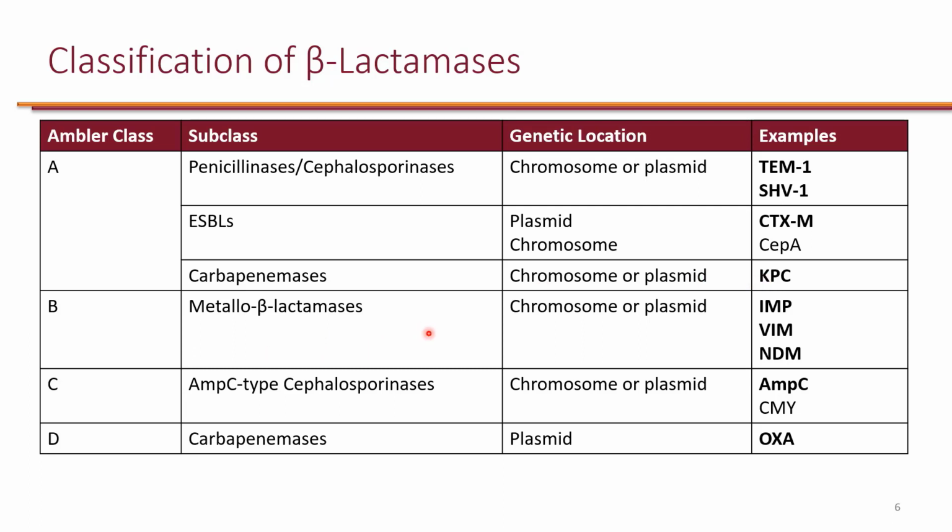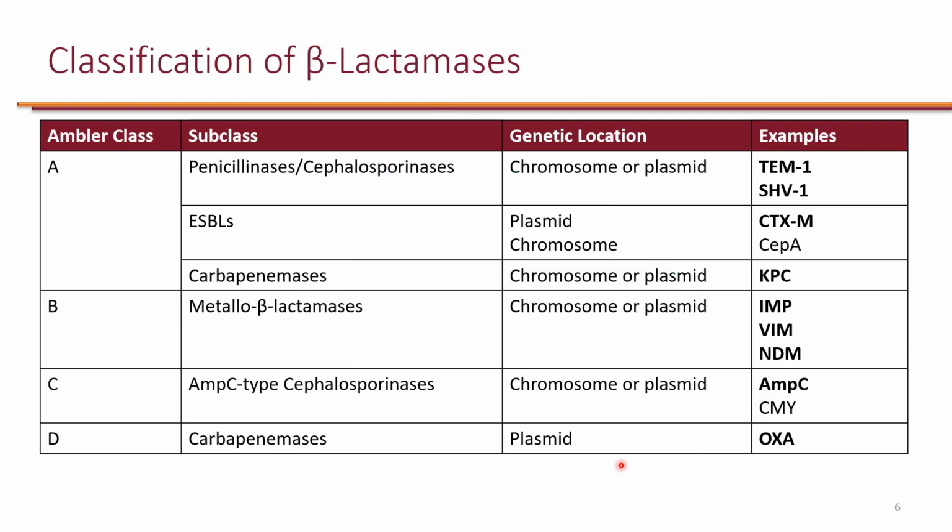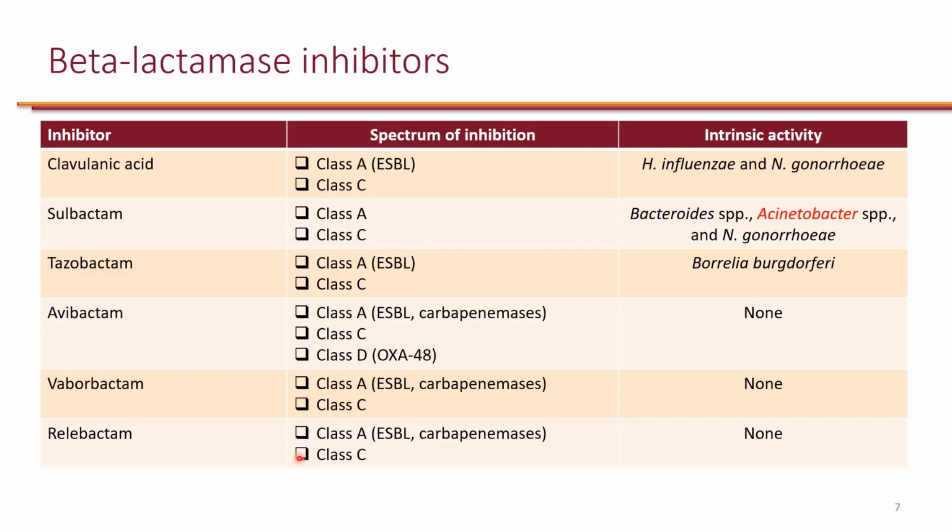Class B, which is metallo-beta-lactamases, are the worst in class, so they break down everything except aztreonam. Then we have class C, which is for the most part the AmpC enzyme, and these break down cephalosporins and penicillins, as well as imipenem, but they are stable to many fourth generation cephalosporins as well as meropenem. And lastly, we have class D, which are OXA type enzymes, and these are carbapenemases. So in addition to penicillins and cephalosporins, they also break down carbapenems.